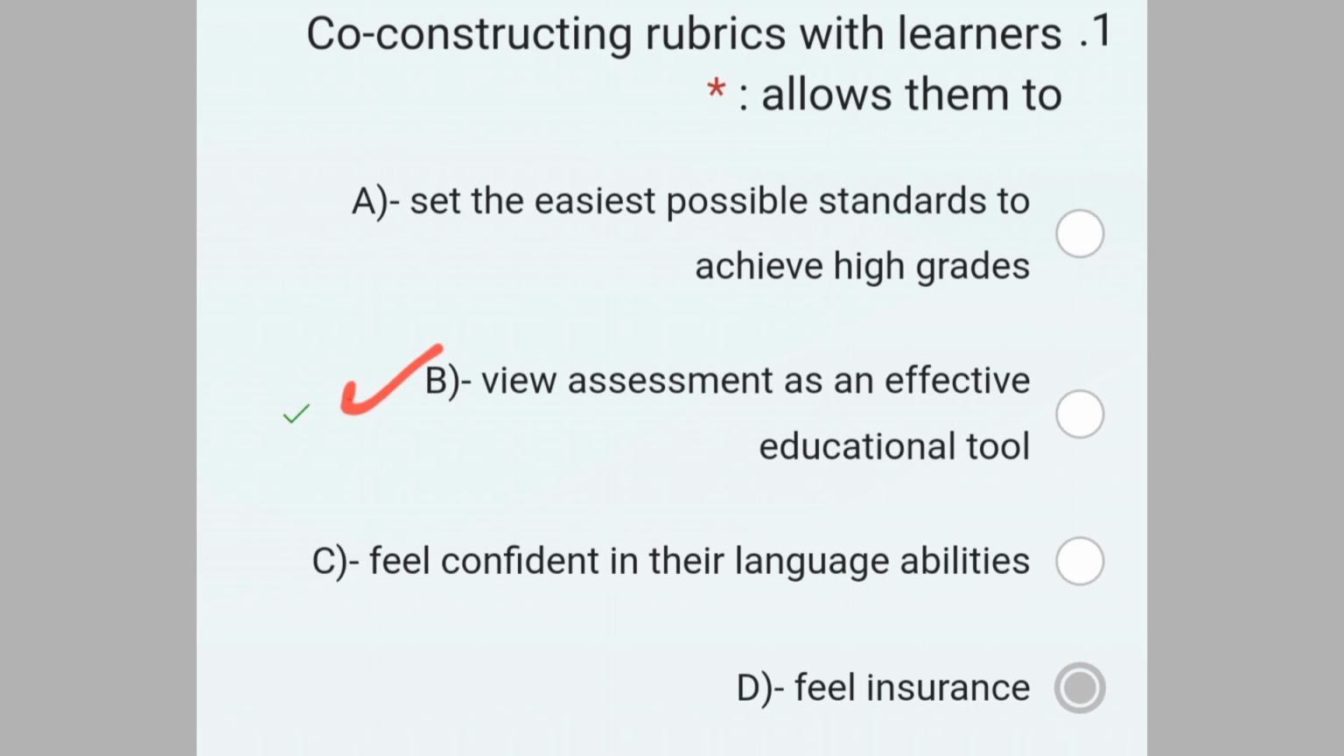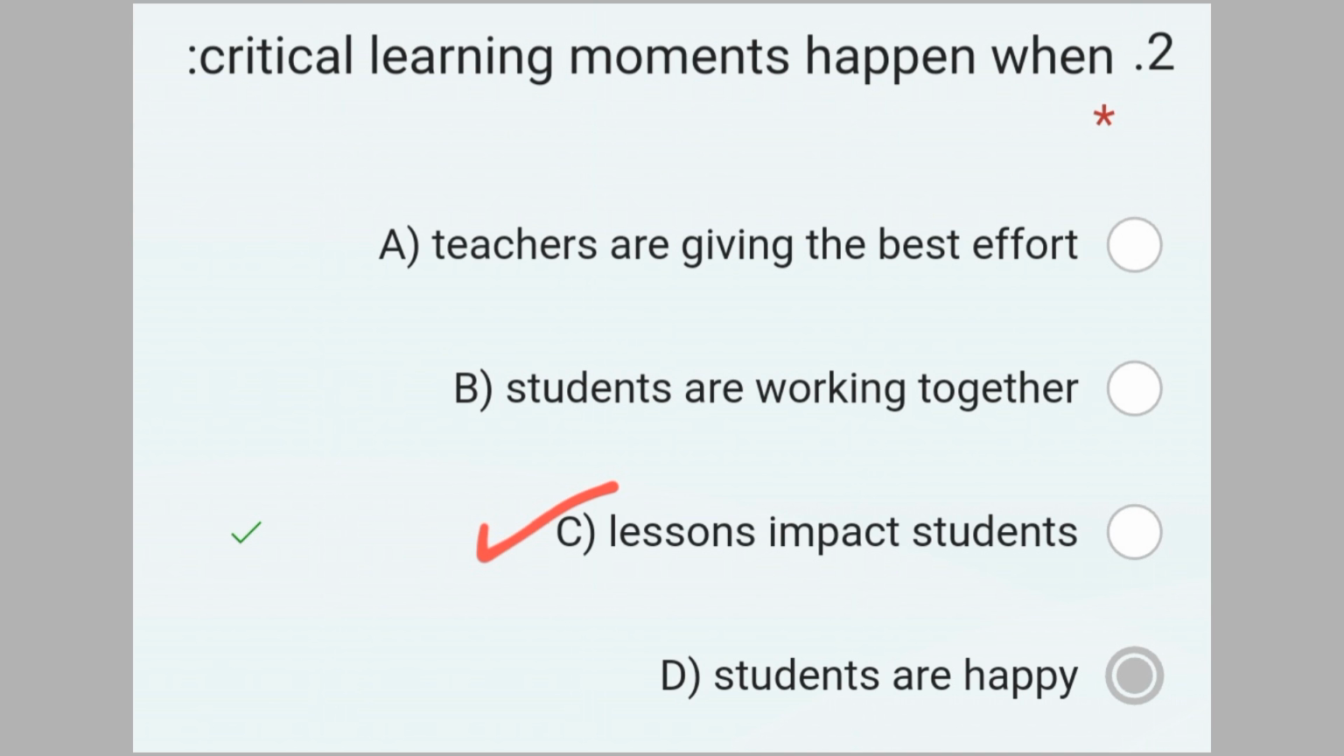1. Co-constructing rubrics with learners allows them to: A. Set the easiest possible standards to achieve high grades. B. View assessment as an effective educational tool. C. Feel confident in their language abilities. D. Feel assurance.